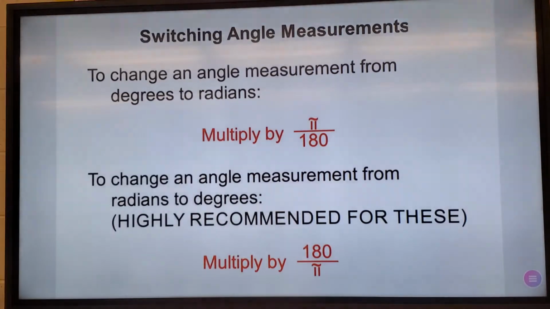All right, so to do that, to change an angle measurement from degrees to radians, I would multiply by pi over 180. Okay, and to change it from radians to degrees, again, that's going to be highly recommended for this section and most of the unit. Okay, you're going to multiply what I give you by 180 over pi. Okay, and I'll show more as to why. Right, but again, this would be highly recommended that on the back page where everything is given in radians, that you would convert it to degrees so that you can work with it a little easier.